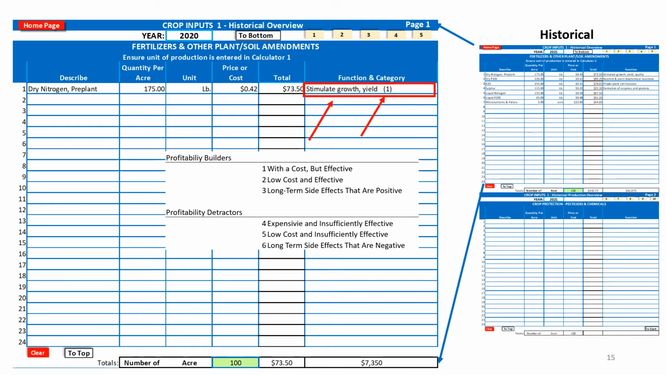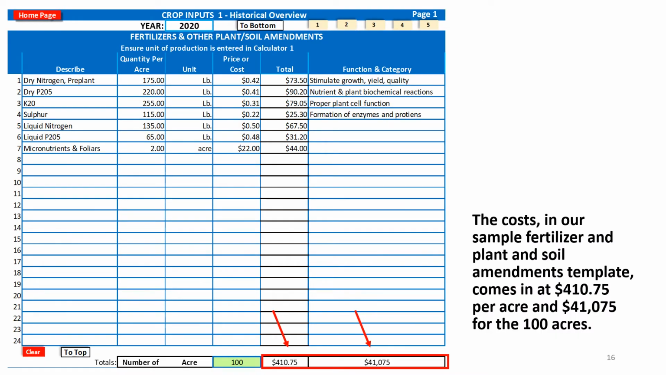Finally, under the function and category column, we enter the function, which is to stimulate growth and yield, and the category, as number 1. Recall, the number 1 category is with a cost but effective. The costs in our sample fertilizer and plant and soil amendments template comes in at $410.75 per acre and $41,075 for the 100 acres.